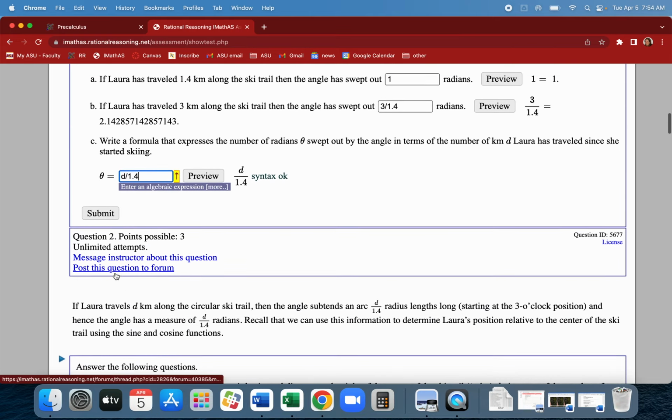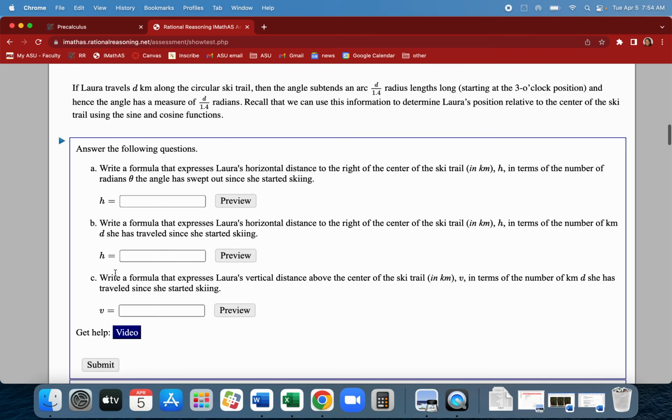And this is the lesson, so it kind of has the answer to that afterwards. If she travels d kilometers around the ski trail, the angle is d over 1.4 radians, which means that's also d over 1.4 radius lengths of travel, if you want to think of it that way. But if I want to express based on that again, I'm just going to write this up here. Suppose this is 1.4.